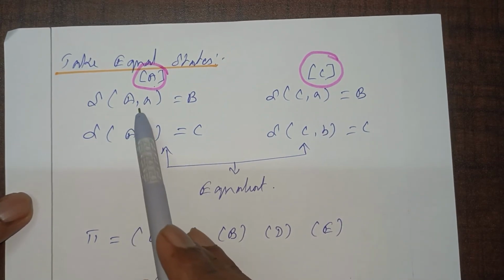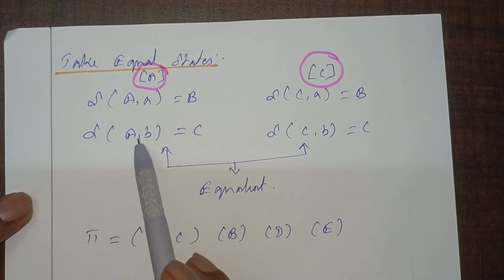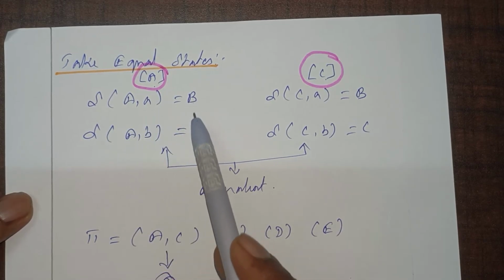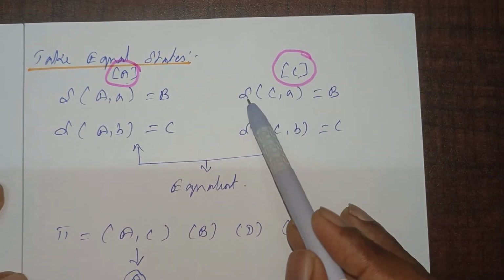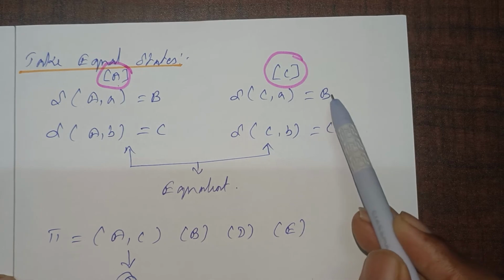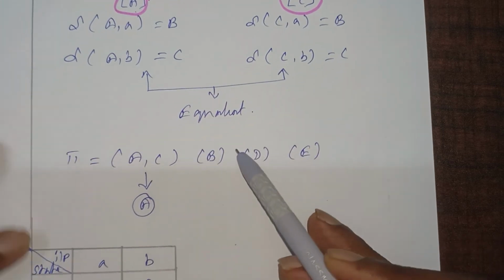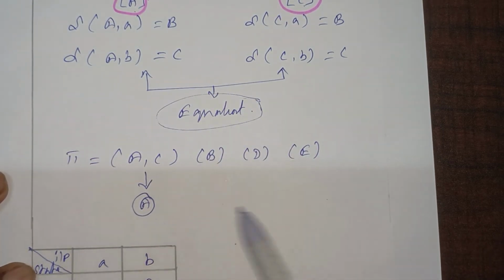That is lambda of capital A and lambda of capital A comma B and A. You can check it, we are getting B and C as the output, that is the state. And here also when we apply the same lambda values to C, you are getting B and C as the output. Now we got it, it is an equivalent state.